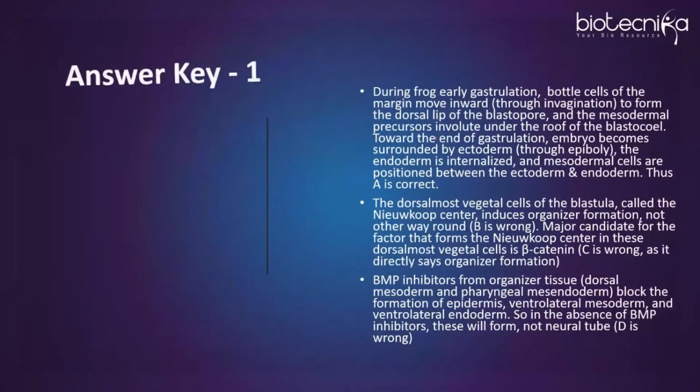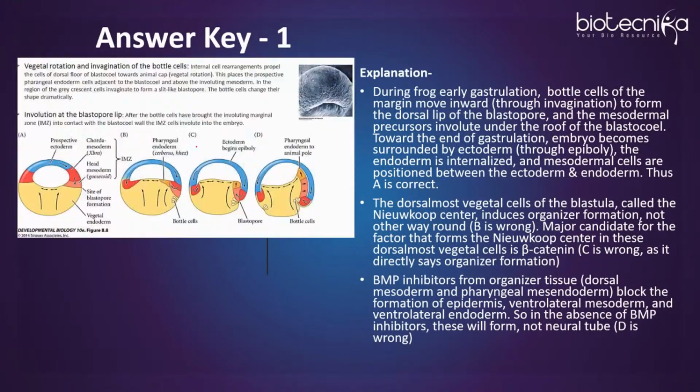Now let me show you the diagram. Yes, the answer key was 1. So vegetal rotation and invagination of bottle cells. This is the kind of invagination you get. Can you see a lip of blastopore created, right? And this concept will be required later also, because one question was asked in shift 2 in part C regarding this.